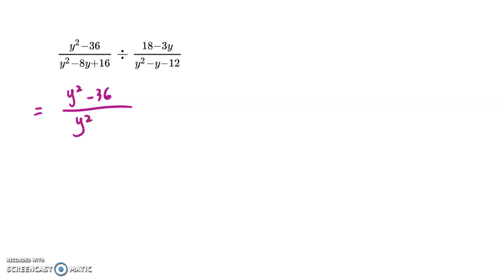Let me just rewrite it. However, the division becomes multiplication and the terms are upside down, right? So that's the reciprocal. Once we turn it into multiplication, it's not any different than the problem we did earlier, right? We just have to factor each numerator and denominator.